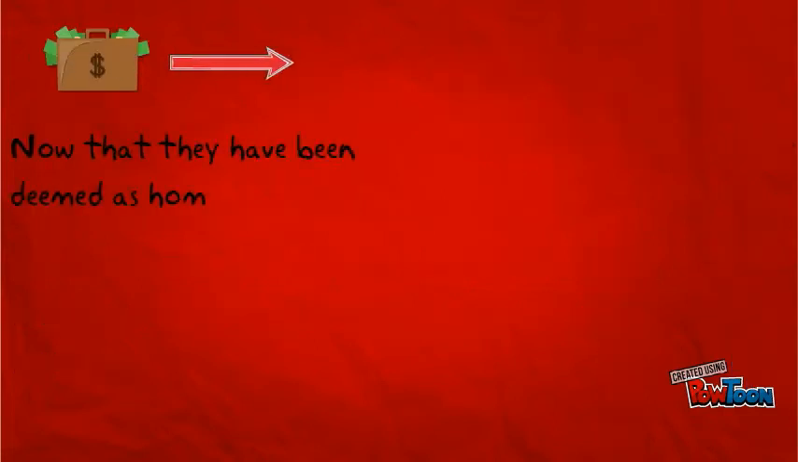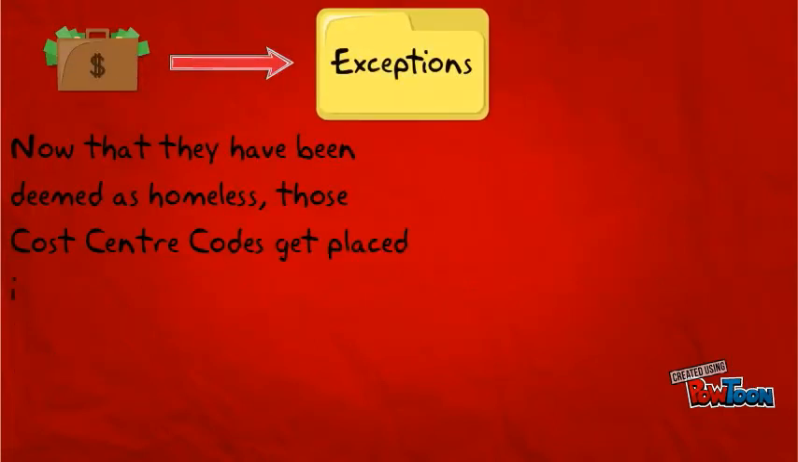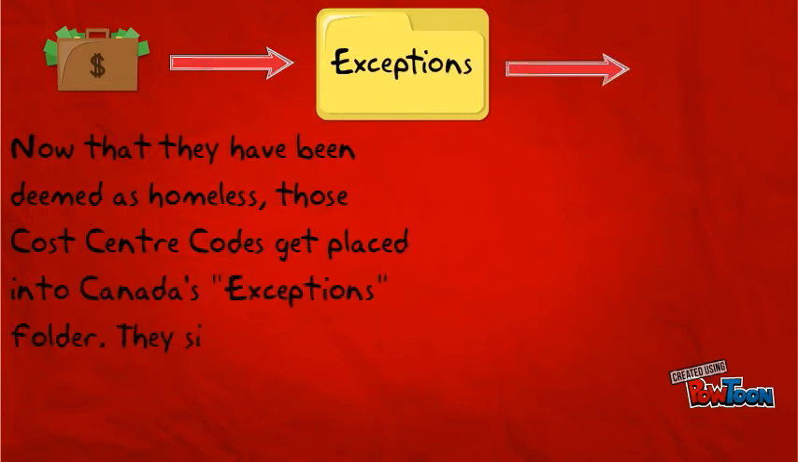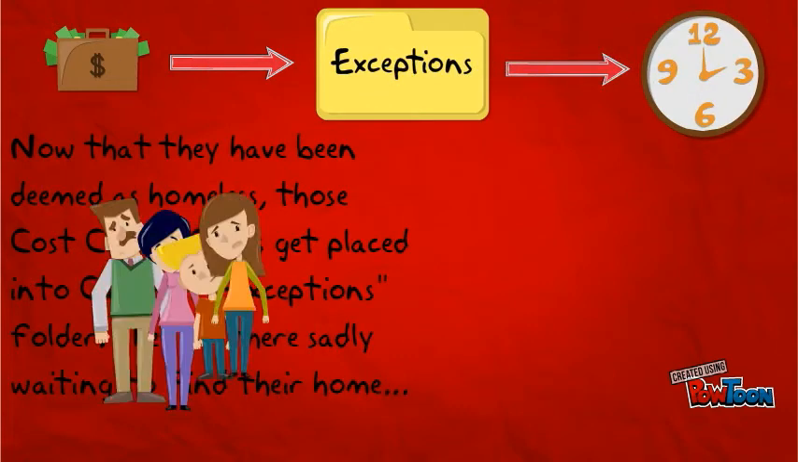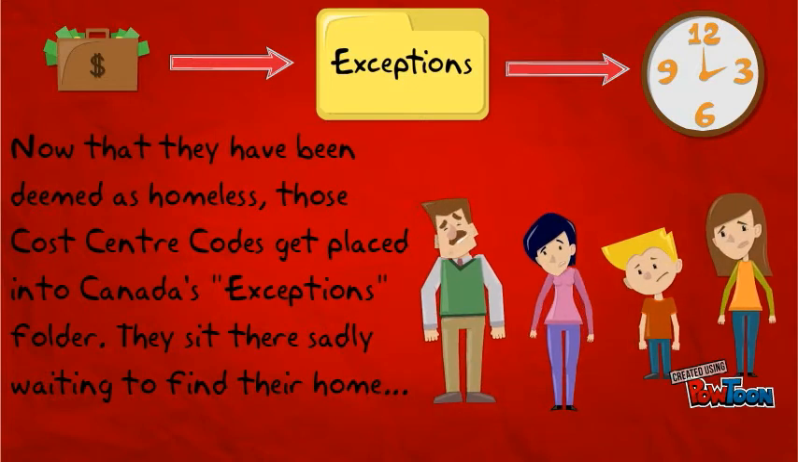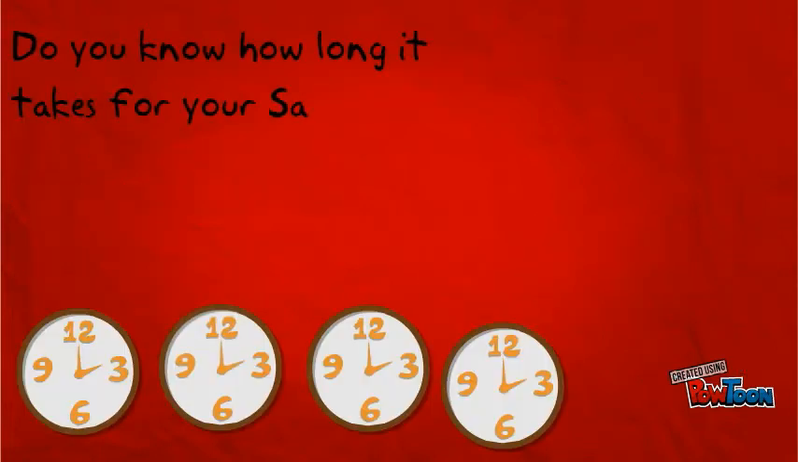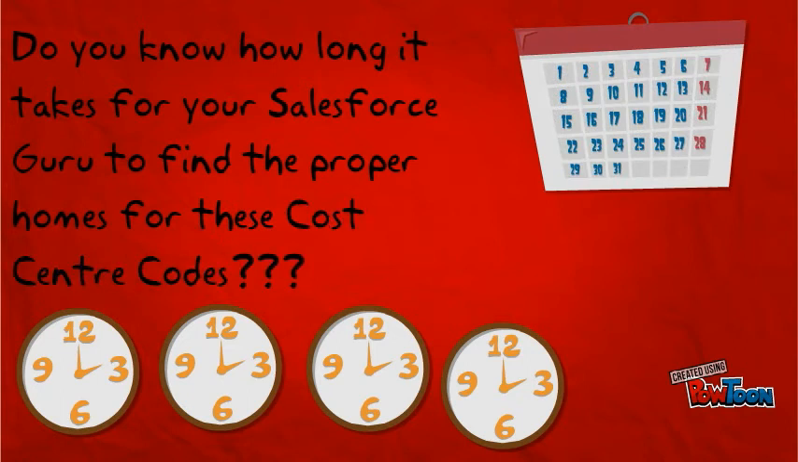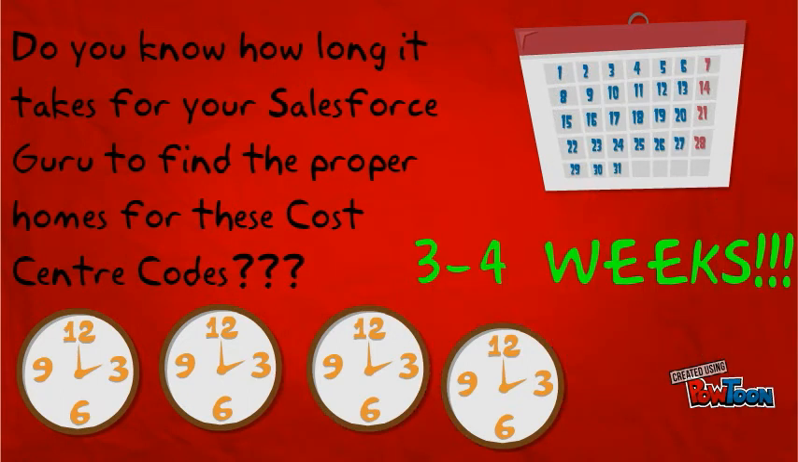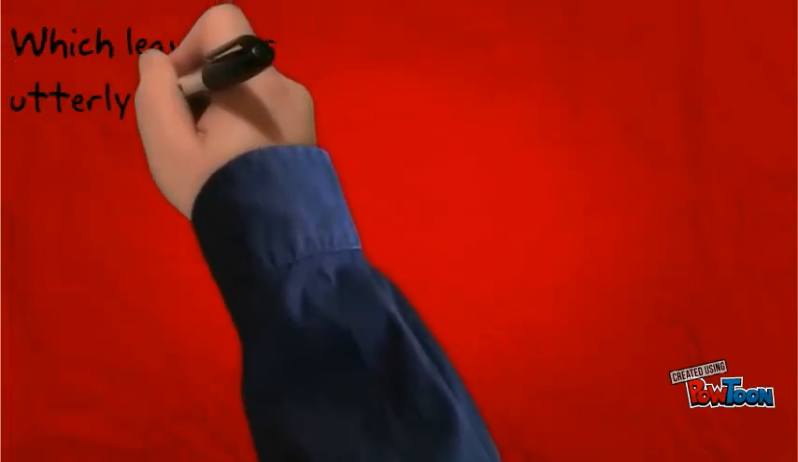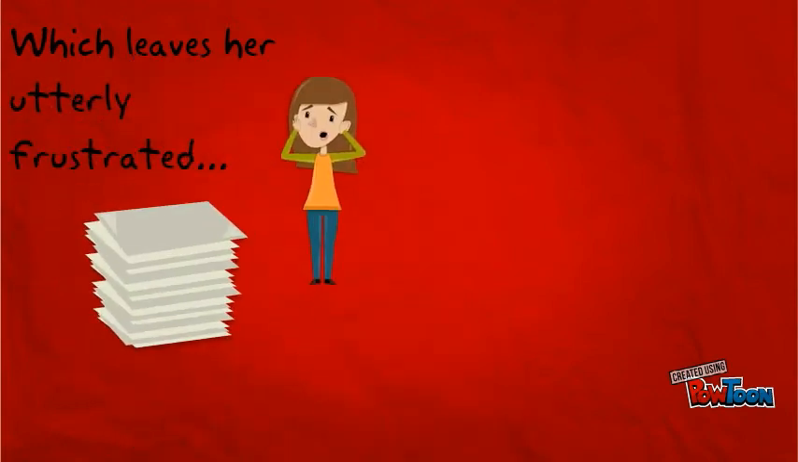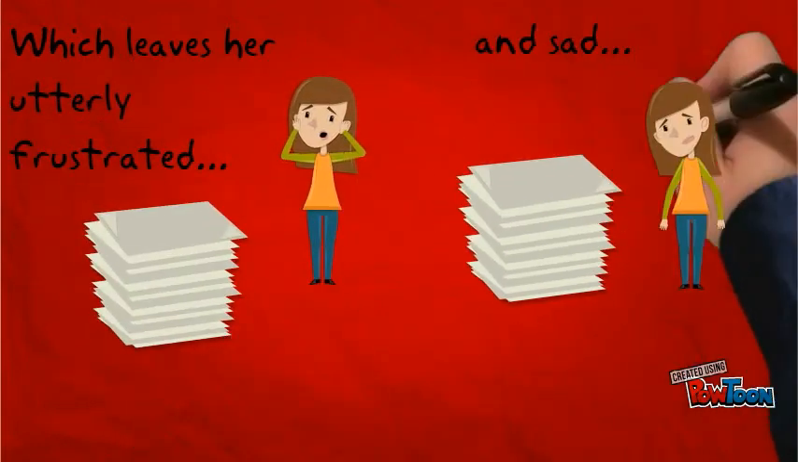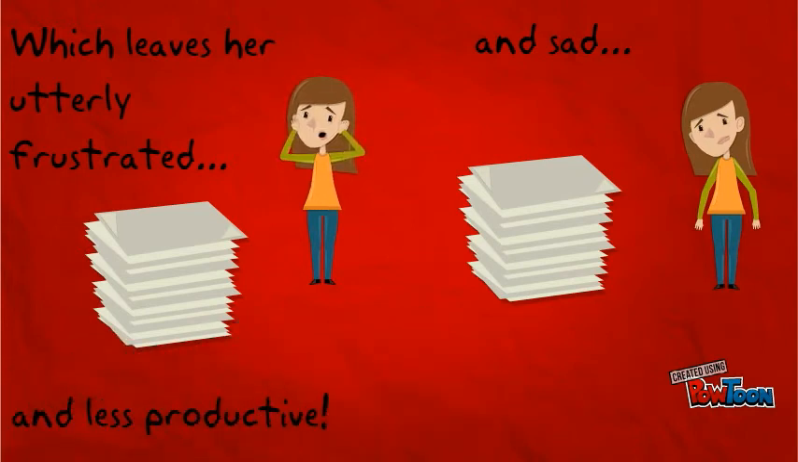Now that they have been deemed as homeless, those cost center codes get placed into Canada's exceptions folder. They sit there sadly, waiting to find their home. Do you know how long it takes for your Salesforce guru to find the proper homes for these cost center codes? 3 to 4 weeks! Which leaves her utterly frustrated and sad and less productive.